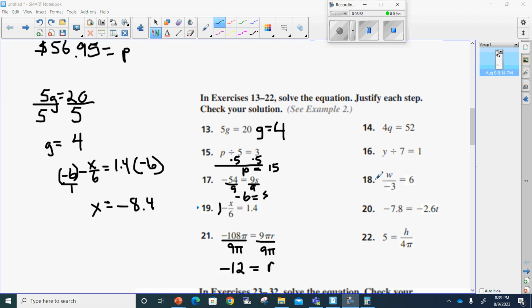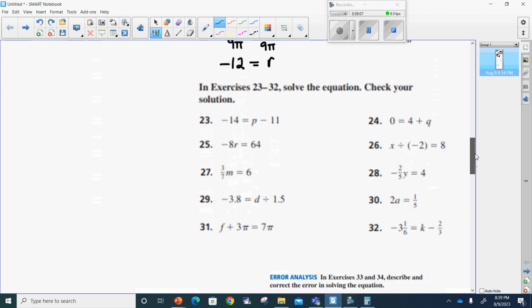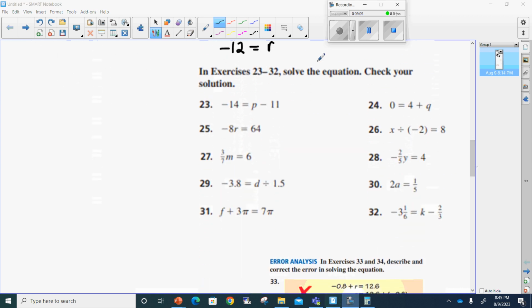All right, your job is to get 14, 16, 18, and 22 done, or 20 and 22 done. And we're going to be moving on to 23 through 31. All right, for 23 through 32, it says solve the equation, check your solution. Number 23 says negative 14 equals p minus 11.